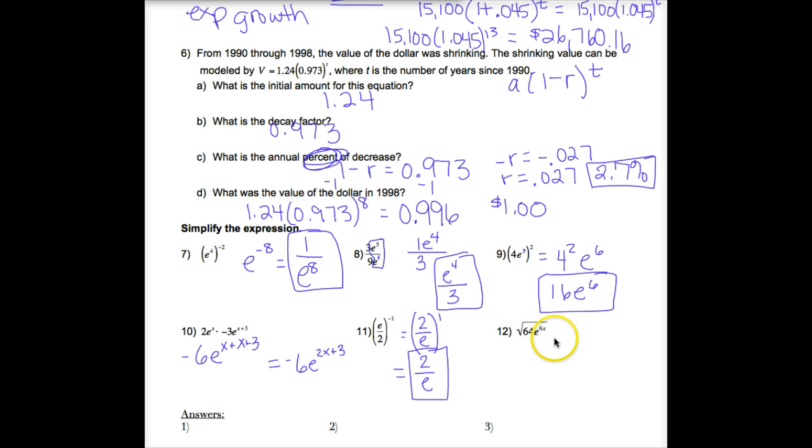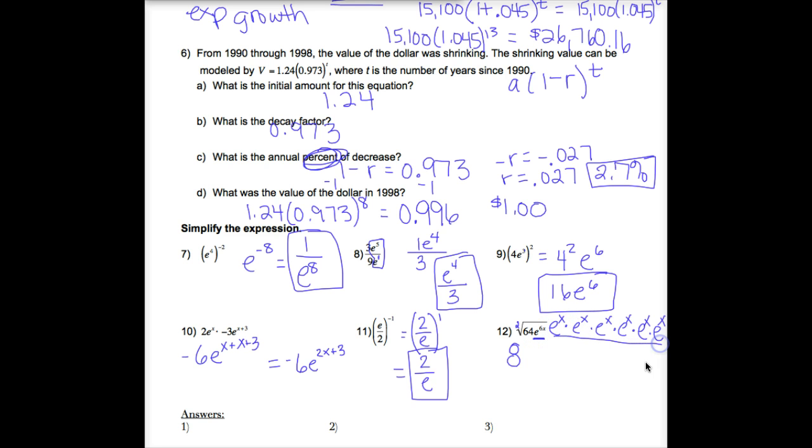Last one, this is a jailbreak problem. I tried to make it pretty easy. Square root of 64, you should know that, is 8. Now, this is a jailbreak. Remember, whatever the index is, in this case 2, you need groups of 2 in order for them to break out. E to the 6x, remember, is just this with 6 e to the x's because it's like thinking backward. If you were multiplying these, you would add the exponents, x plus x plus x plus x plus x plus x. This is the same thing as this.